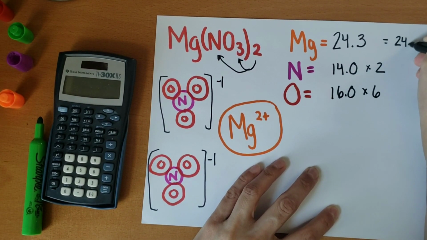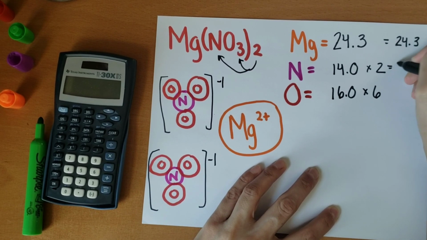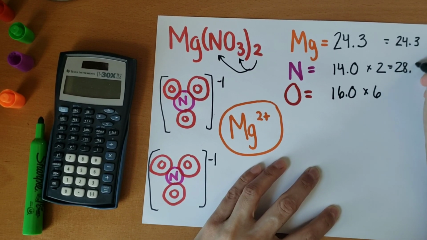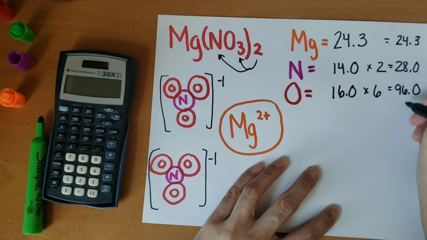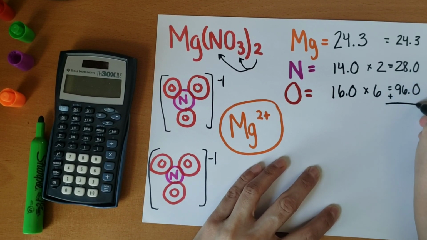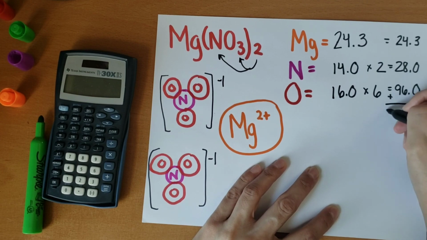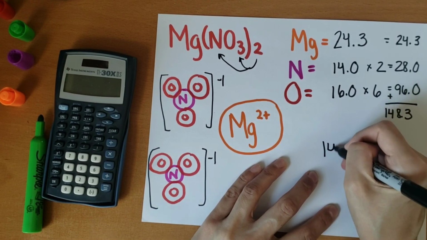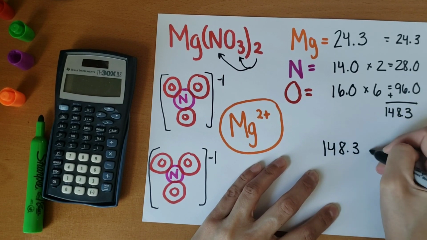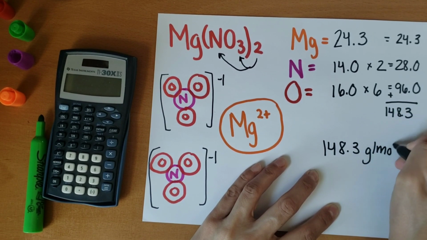So first I'm going to carry out the multiplication. And now I'm going to add these 3 values together. So I get 148.3 grams per mole.